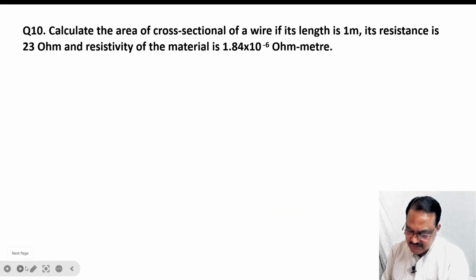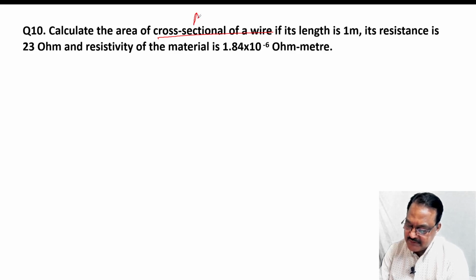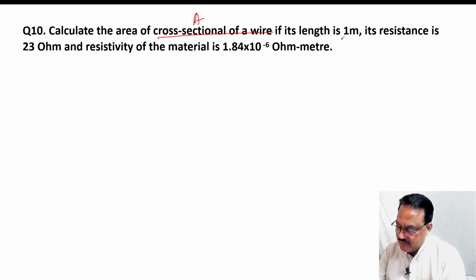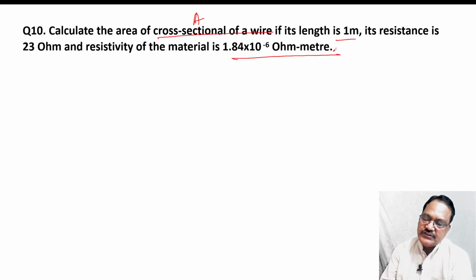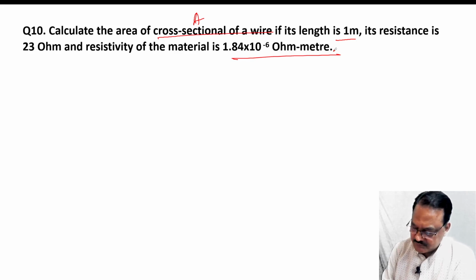Next, and I think this is the last question. Calculate the area of cross section of a wire. Cross sectional area means A is to be calculated, if its length is 1 meter, its resistance is 23 ohm and the resistivity of the material is this much ohm meter. Very fine. This is very simple. Just write down the parameters given here, use the basic formula, simplify it and get the result.